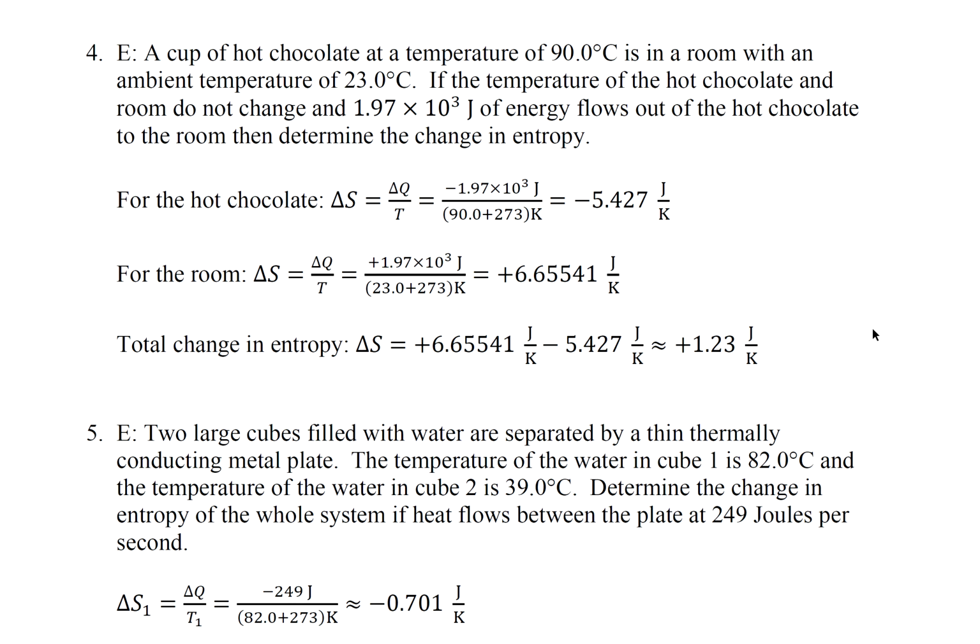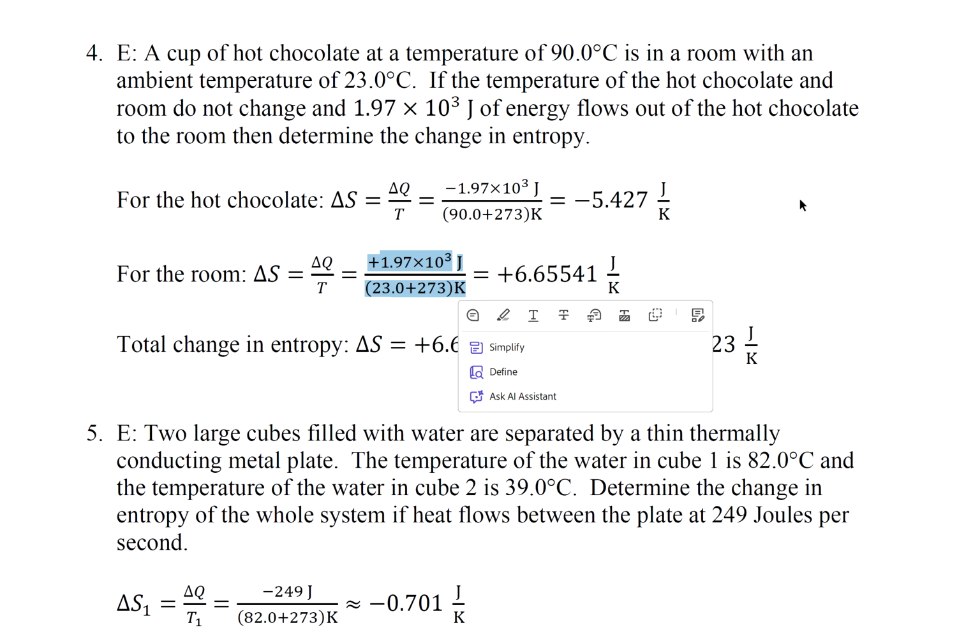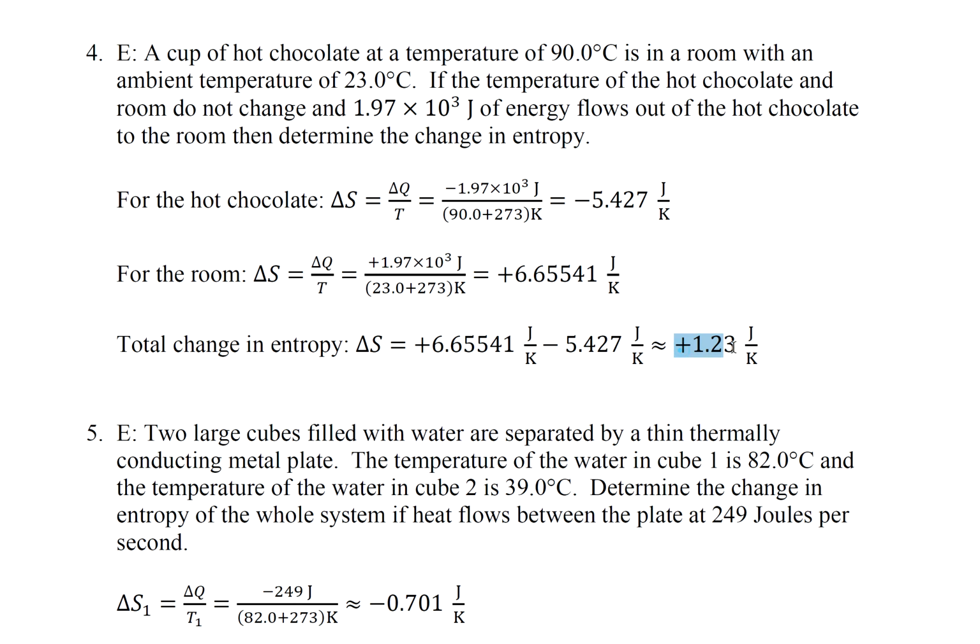So the hot chocolate lost energy. And the temperature needs to be converted to Kelvin. So this is how much energy was lost by the hot chocolate. And in turn, this is the amount of energy that was gained by the room, or entropy that was gained by the room. And we do have a total change in entropy.